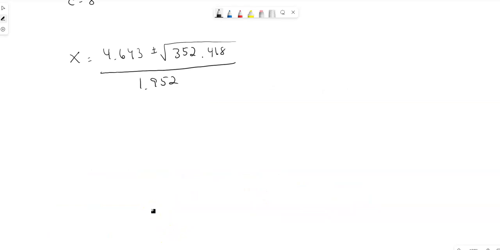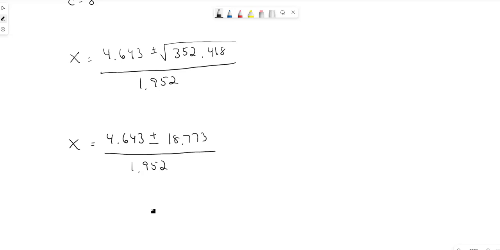All right, so I just copied this over from the other board so we could see step by step what we're doing. So I told you when we did the b squared minus 4ac, we got 352. So now I have to take the square root of that number. So I get my calculator again. The square root of 352.418 gives me 18.773 over 1.952.